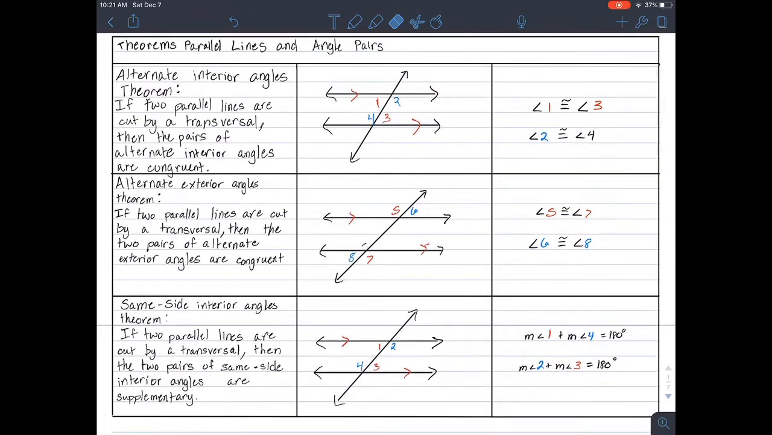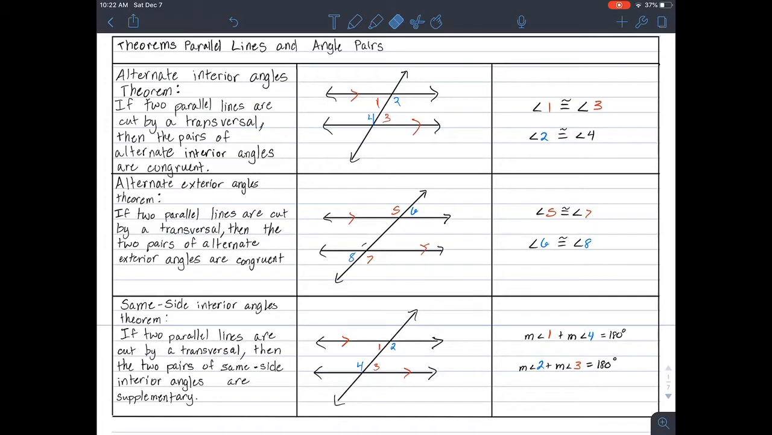Here are some theorems of parallel lines and angle pairs. The alternate interior angles theorem states that if 2 parallel lines are cut by a transversal, then the pairs of alternate interior angles are congruent, such as angle 1 and angle 3, and angle 2 and angle 4. The alternate exterior angles theorem states that if 2 parallel lines are cut by a transversal, then the two pairs of alternate exterior angles are congruent, such as angle 5 and angle 7, and angle 6 and angle 8.